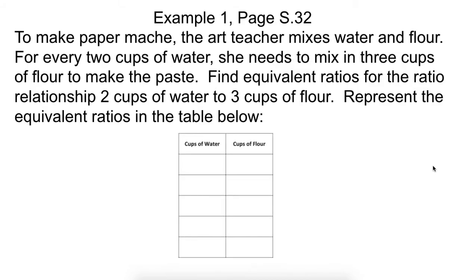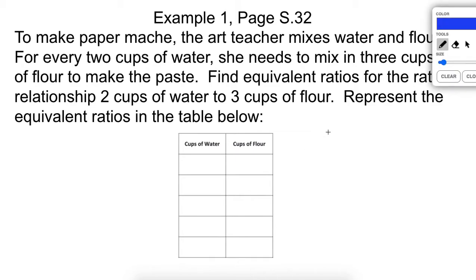To make paper mache, the art teacher mixes water and flour. To every 2 cups of water, she needs to mix in 3 cups of flour to make a paste. Find the equivalent ratios for the ratio relationship of 2 cups of water to 3 cups of flour. Represent the equivalent ratios in a table below. So we're just going to make equivalent ratios here in a table.